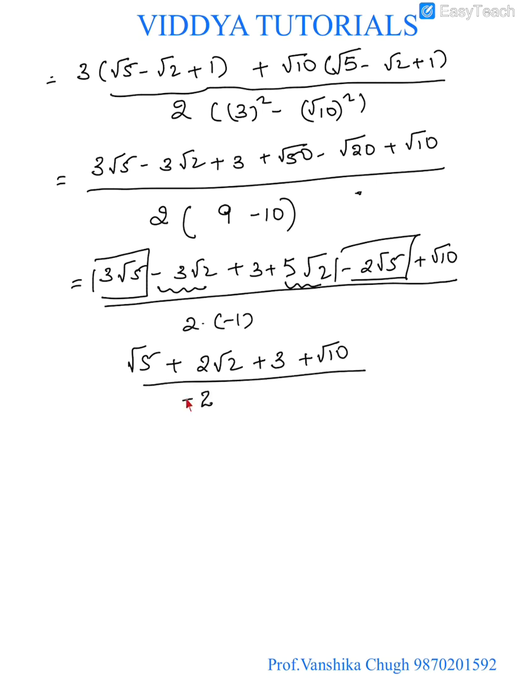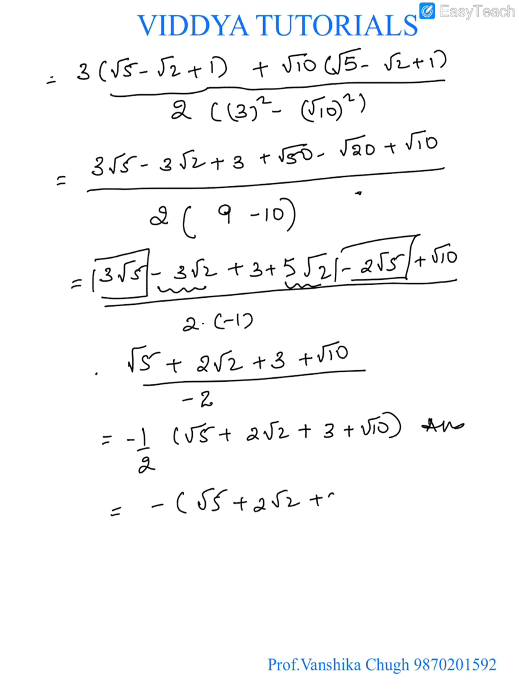You should not leave a denominator in the negative sign. So you can write it as minus half under root 5 plus 2 root 2 plus 3 plus root 10. This is your answer. Or else you can bring the minus sign up and show it as minus root 5 plus 2 root 2 plus 3 plus root 10 upon 2. The answer can be presented in either of the ways.